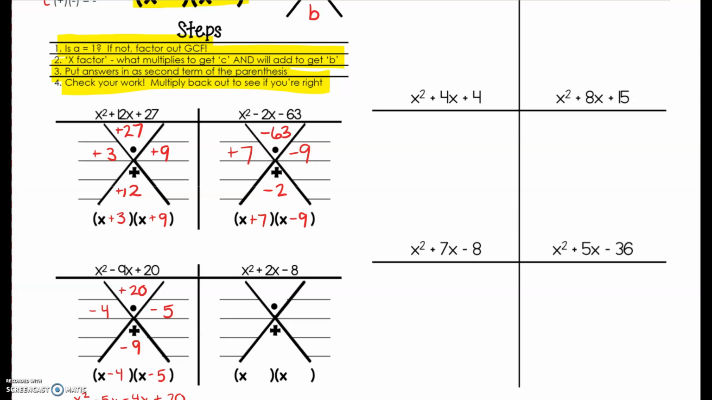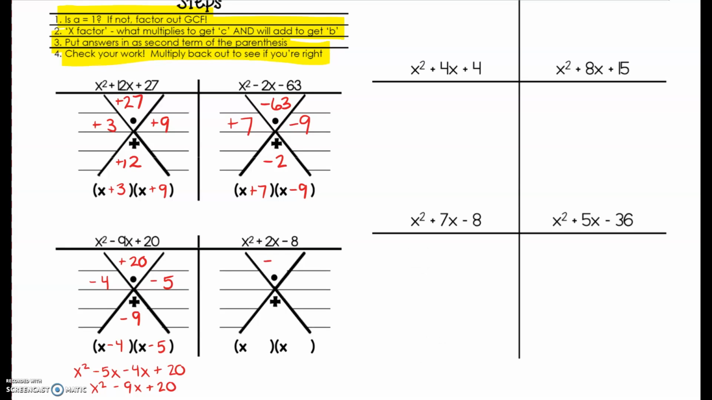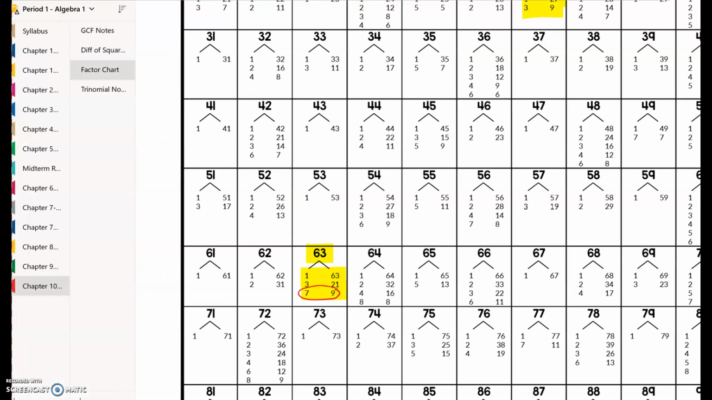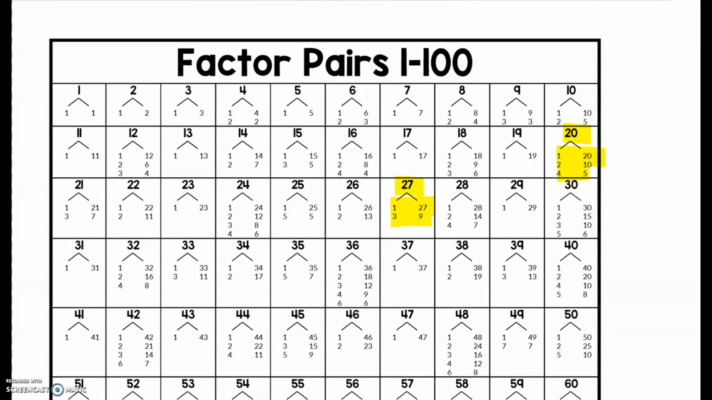Okay, our last example here, we have negative 8 as our c value and positive 2 as our b value. So we are going to look for numbers that multiply to give us negative 8 and add together to give us a positive 2. If I come over to my factor chart, I am looking for the number 8. So 8's a pretty simple one. You only have two options. We have 1 and 8 and we have 2 and 4.